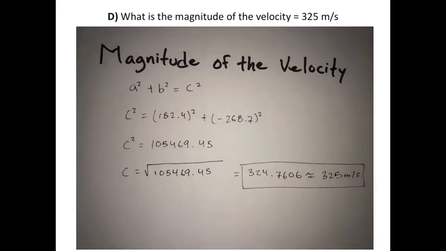D. What is the magnitude of the velocity? Here we use the Pythagorean theorem equation, which gave us a velocity of 325 meters per second or 727 miles per hour right before impact.